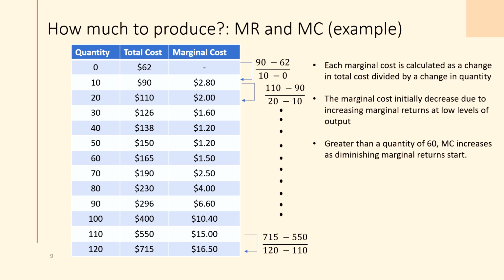Now let's calculate marginal cost. As you know, marginal cost is calculated as the change in total cost divided by the change in quantity. You can see the marginal cost at every quantity sold. At low levels of output, marginal cost decreases due to increasing marginal returns. After a certain point, the marginal cost increases because of diminishing marginal returns. This explains why the marginal cost curve is eventually upward sloping.